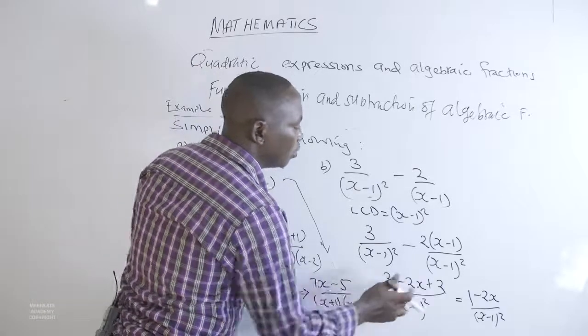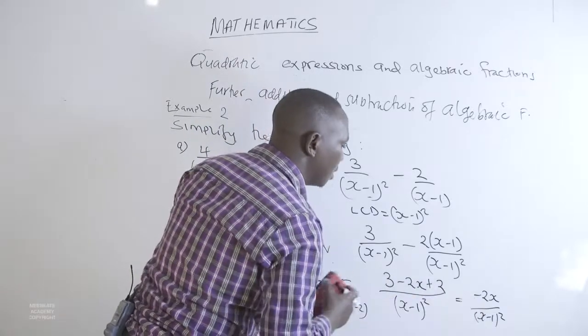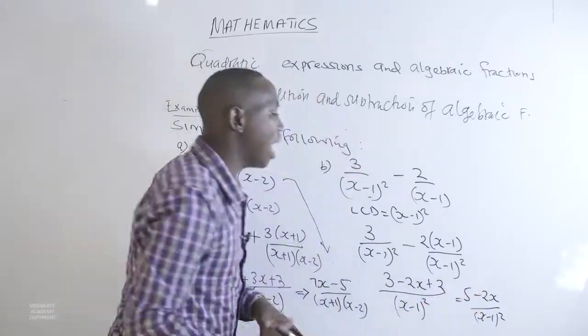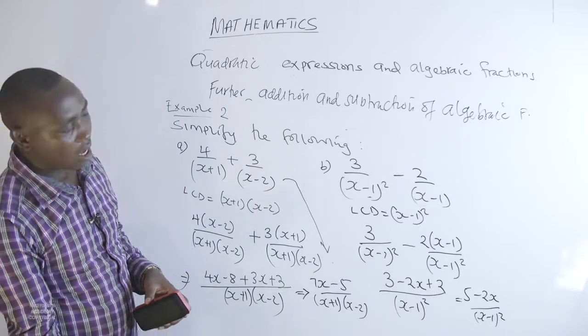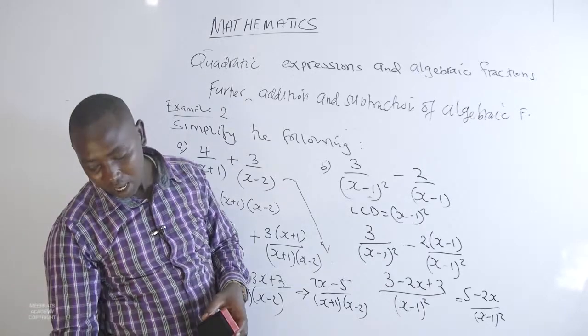3 plus 2 will give us 5. So this will be 5 minus 2x all over x minus 1 squared.